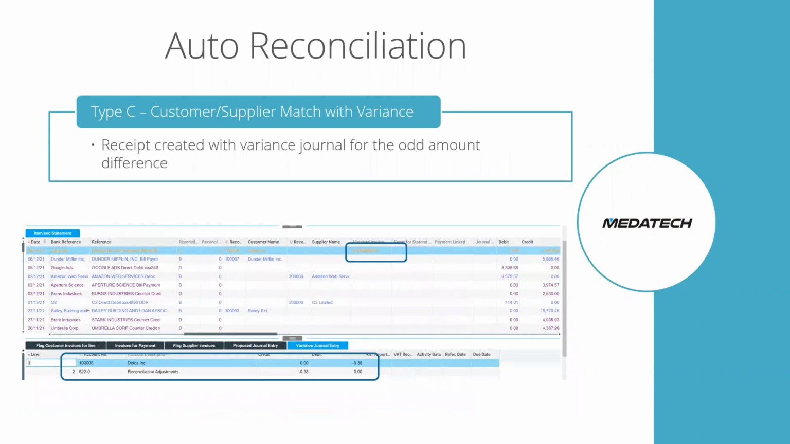Type C is the case when an invoice match is found, but there is a variance. The variance is defined by a constant. In this case, the system recommends the account to post the variance to, which is again based on another system constant, and we can amend this if necessary.